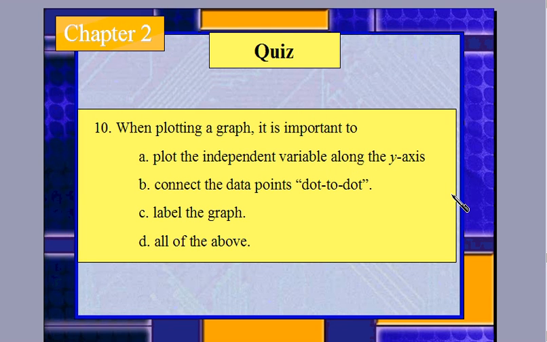10. When plotting a graph, it is important to A, plot the independent variable along the y-axis, B, connect the data points dot to dot, C, label the graph, D, all of the above.